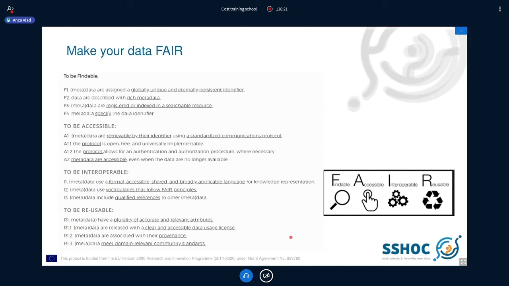Okay, and then to be reusable, metadata needs to be, of course, very rich, have a plurality of accurate and relevant attributes, and the license needs to be very clear and accessible, and needs to meet domain-specific community standards as well. So, for example, we focus on social science. Other archives may focus on different fields. So that would need to be taken into account here for reusability. Okay.